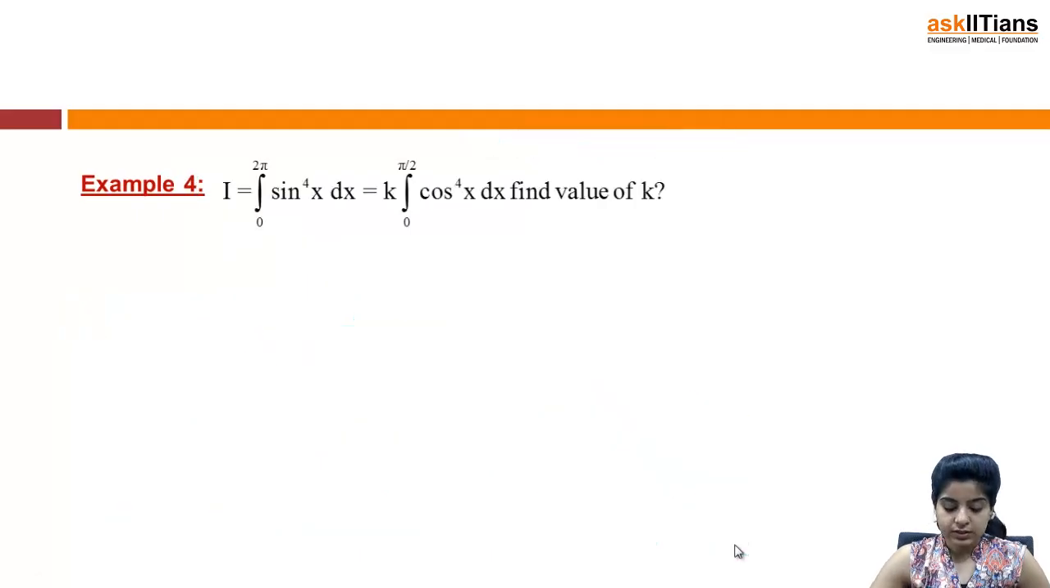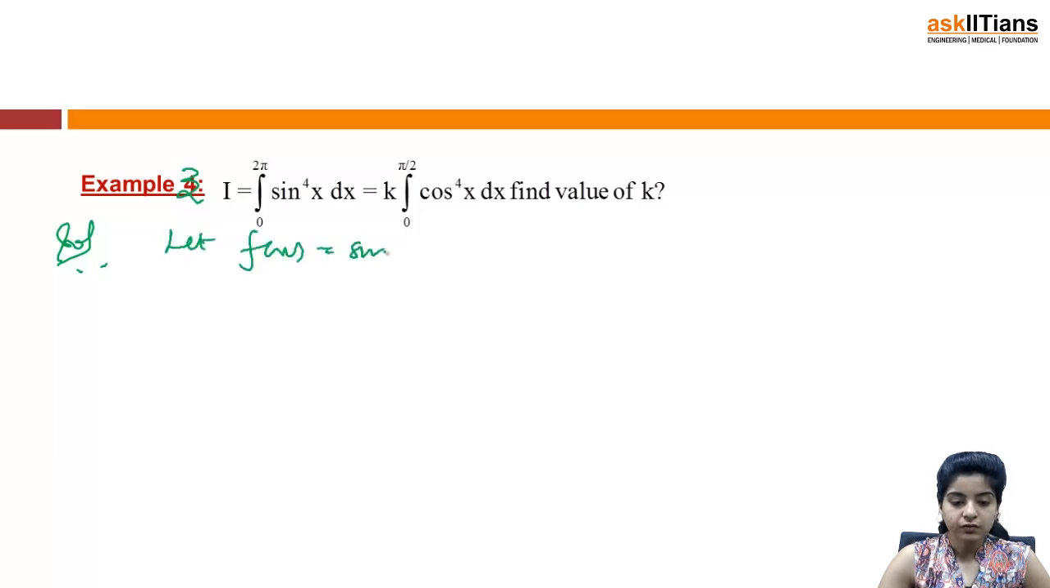Next question says I is the integral from 0 to 2 pi of sin 4x dx is equal to k times the integral from 0 to pi by 2 of cos 4x dx. Then find the value of k. So we are basically required to find out the value of k. Now in this, let first of all my f of x be sin 4x.